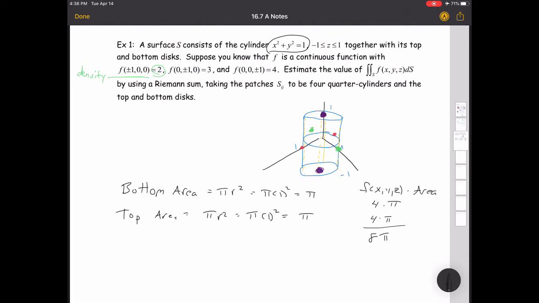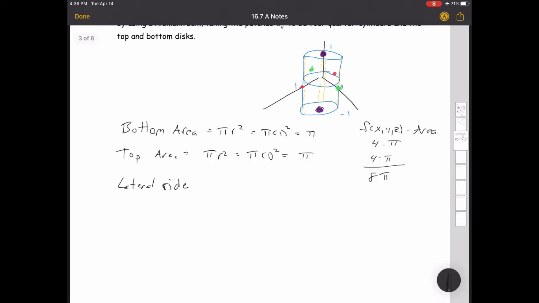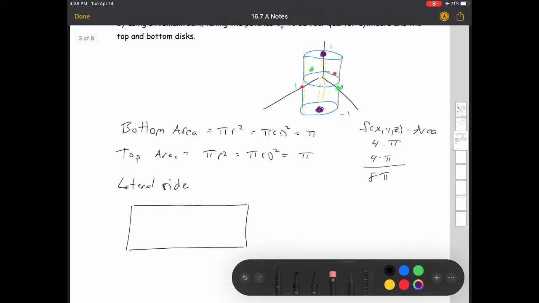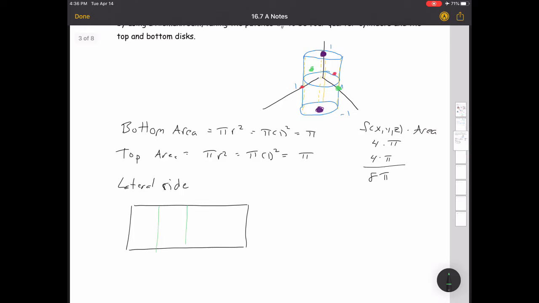Now we have to break up the lateral surface area of the cylinder. If you took a cylinder and opened it up so that it's flat, the lateral side of a cylinder is nothing more than a rectangle. So it's going to look something like this, if you were to open it up. And it says that we're supposed to split this thing into 4 equal sections. So let's see, 4 equal sections. There we go.